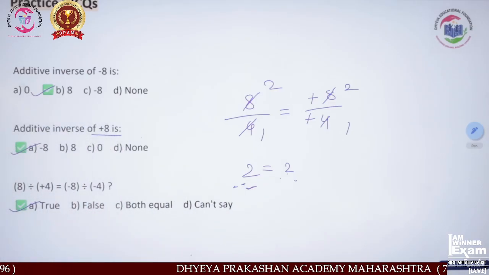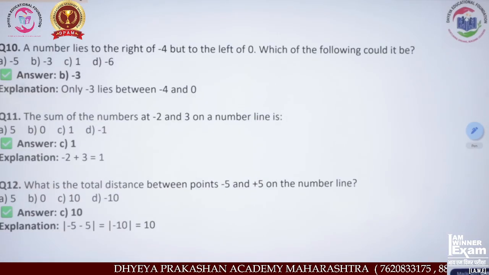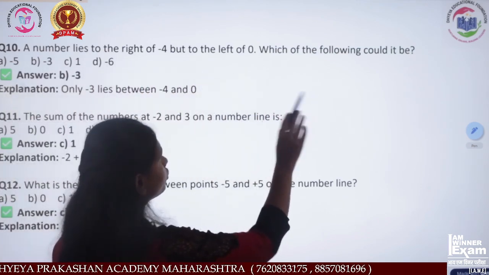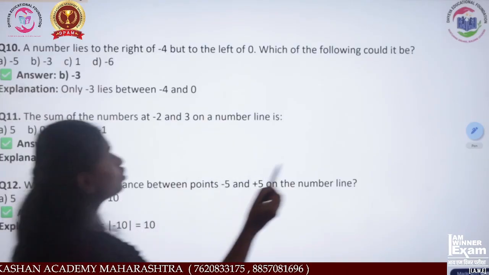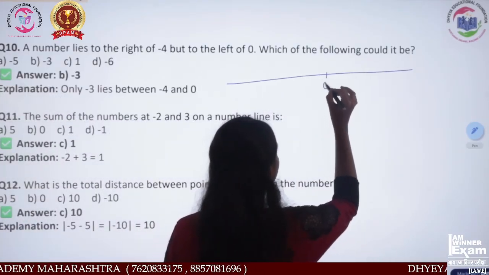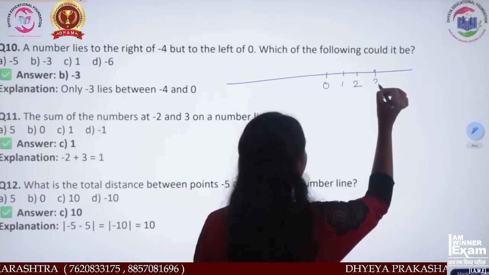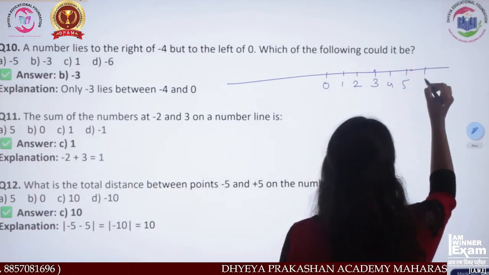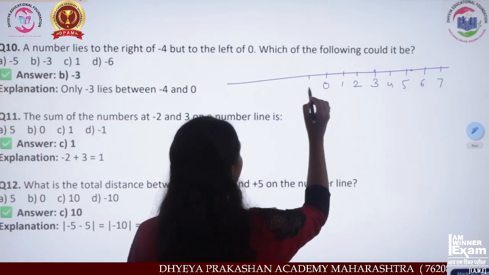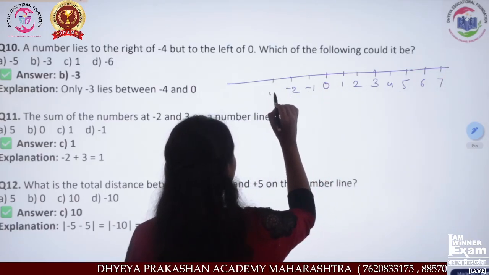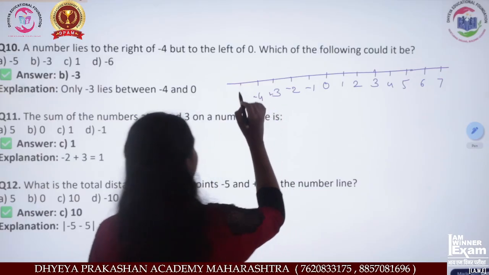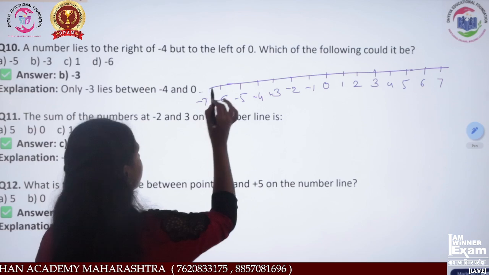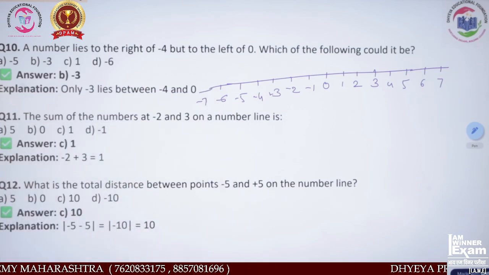Okay. Then next. A number lies to the right of -4 but to the left of 0. Which of the following could it be? So let's draw: 0, 1, 2, 3, 4, 5, 6, 7. -1, -2, -3, -4, -5, -6 and -7. Okay, now this is one number line.